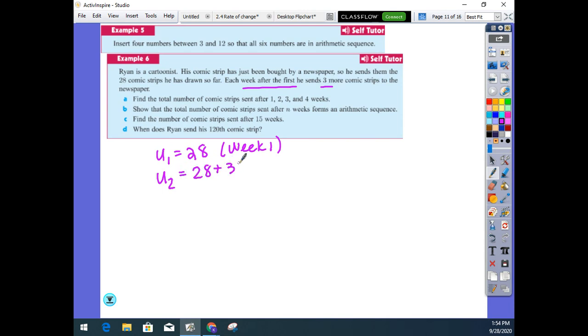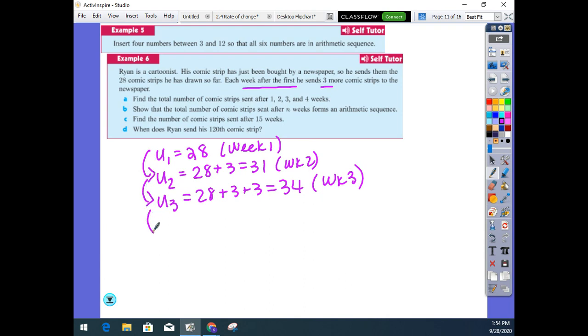28 plus 3 is 31, which is week 2. u sub 3 is 28 plus 3 plus 3, or 31 plus 3 is 34, week 3. Each time, plus 3, plus 3, plus 3. u sub 4, I'm just going to say 34 plus 3 is 37, and that's week 4. So that was part A. Find the total number after 4 weeks.